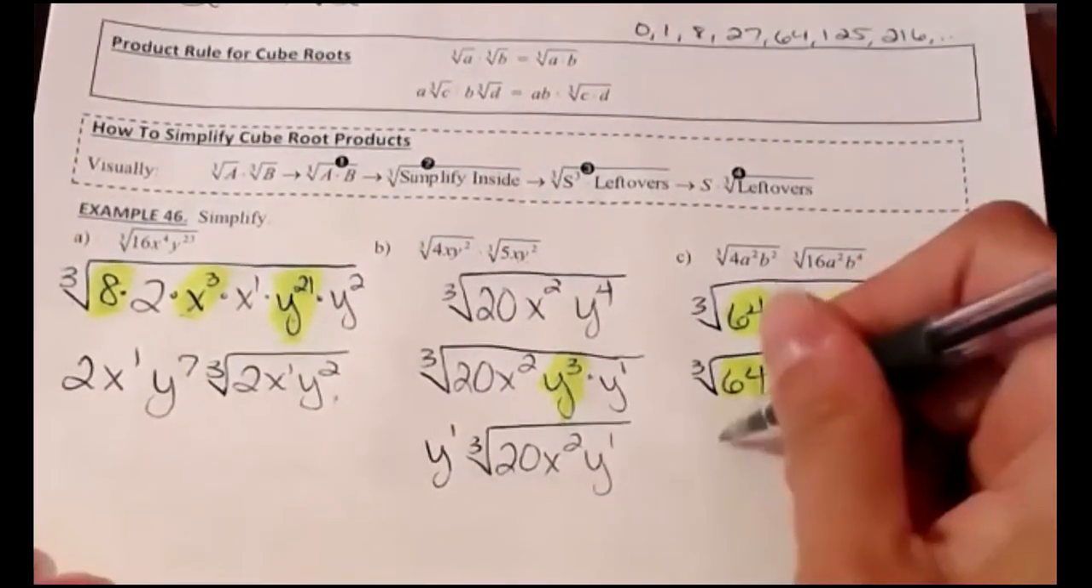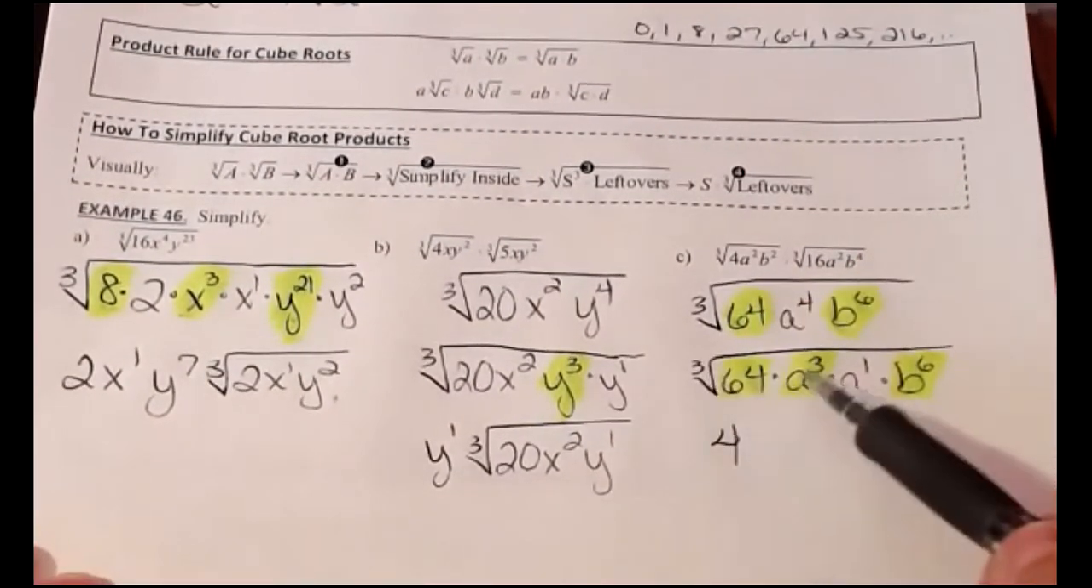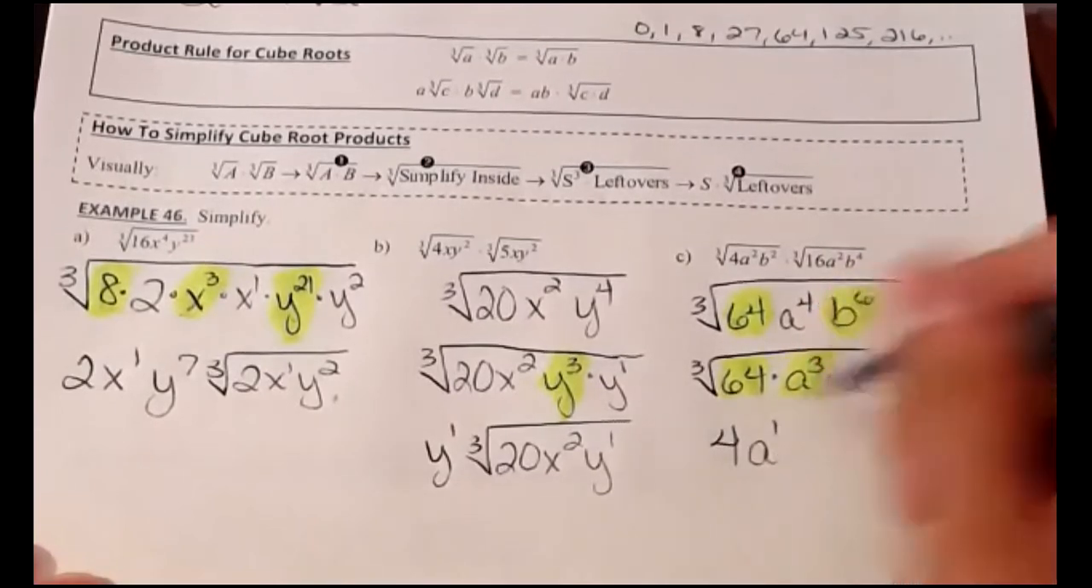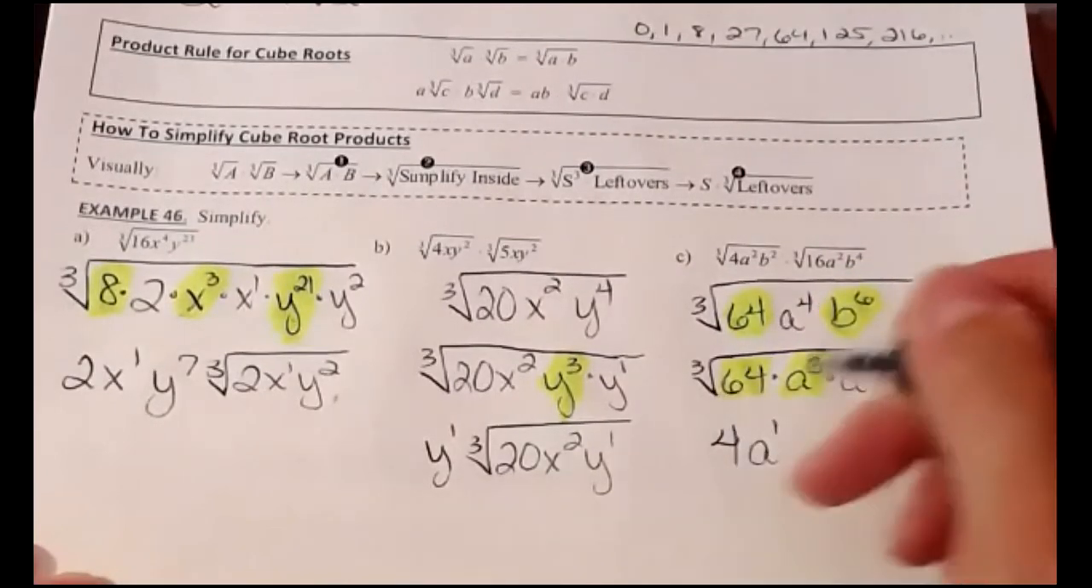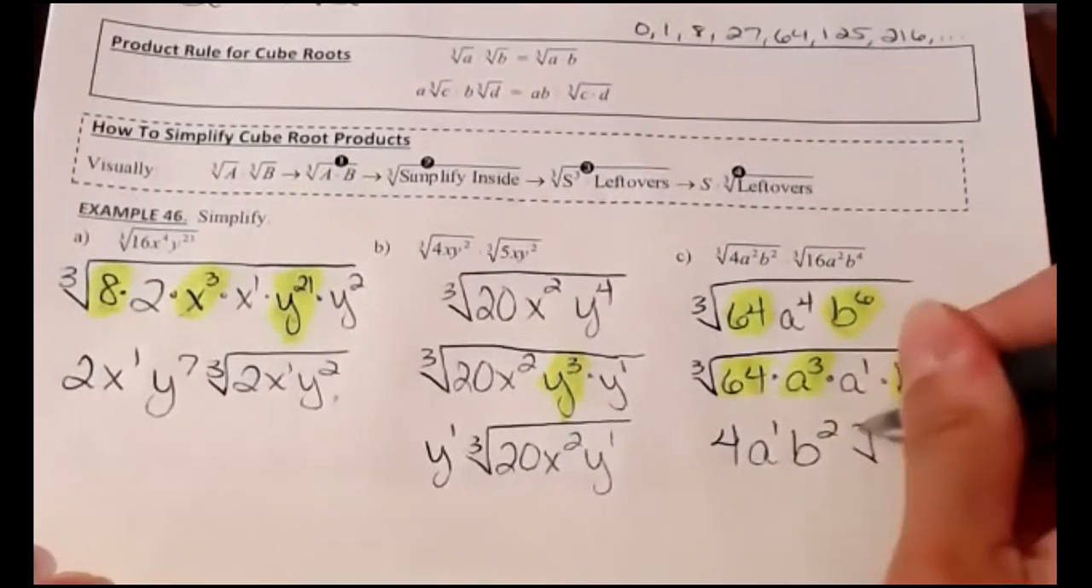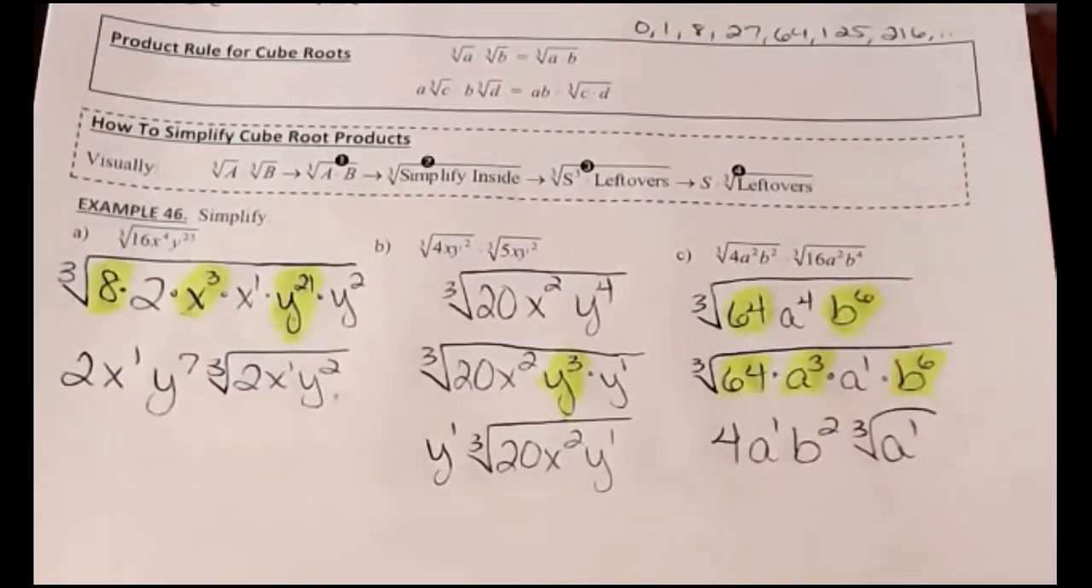Cube root of 64 is 4. Cube root of a to the third is a to the first. Cube root of b to the sixth is b to the second. And then we're left with cube root of a to the first, and we're done. Nice. Very nice.